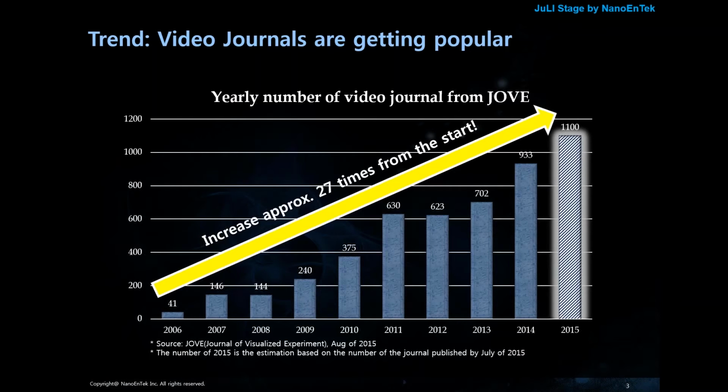These are the trends in the journal publications. Since 2006, an increasing number of researchers and scientists are submitting their results in video form to the journals. This graph shows the number of publications from a particular video-oriented journal called JoVE, which stands for the Journal of Visualized Experiments. The video publications have increased approximately 27 times from the start. The reason for researchers and publishers to publish their valuable results with a video recording is to present concrete verification and confirmation of their time-taking data.